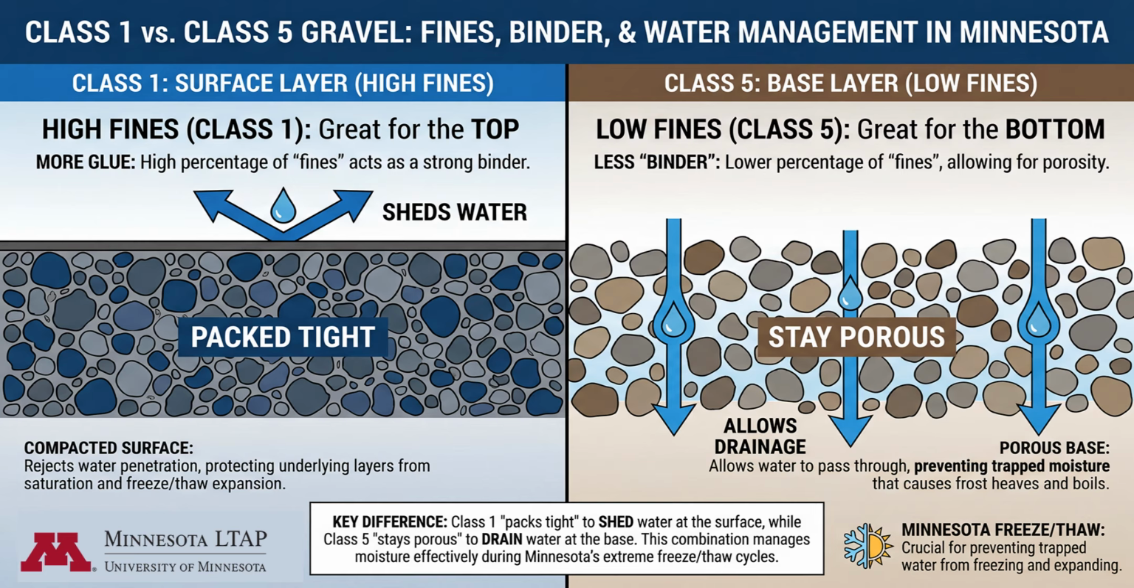1. The primary goal, drainage. The most important characteristic of standard Class 5 is that it is drainable. Low fines. It has a much lower percentage of very fine material, passing the number 200 sieve compared to surfacing gravel. Water movement. This lack of glue allows water to move through the material and away from the road structure rather than trapping it.